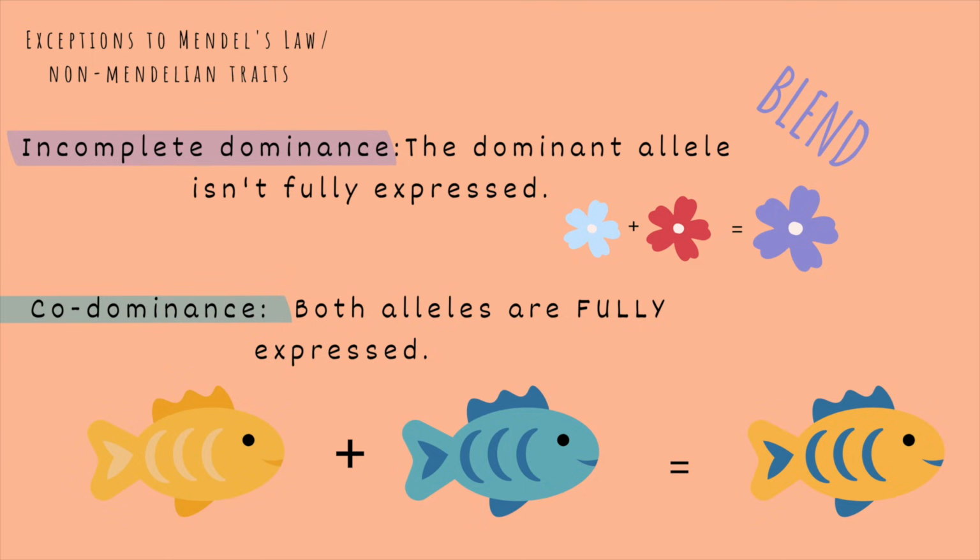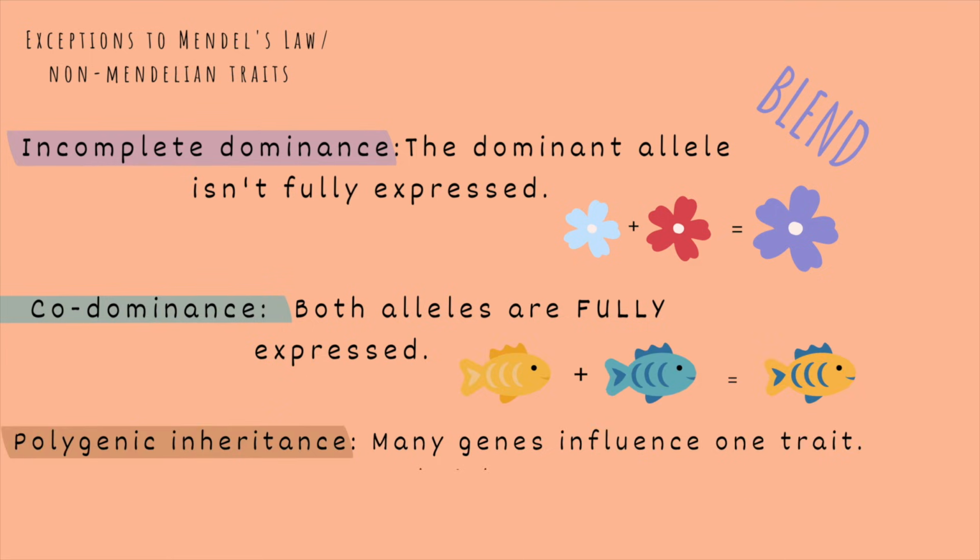Okay, so lastly, we have polygenic inheritance. This is when many genes influence one trait. For example, height is influenced by many genes. So here, AA is one gene, BB is another gene, CC is another gene, and DD is another gene. They all work together to create height.